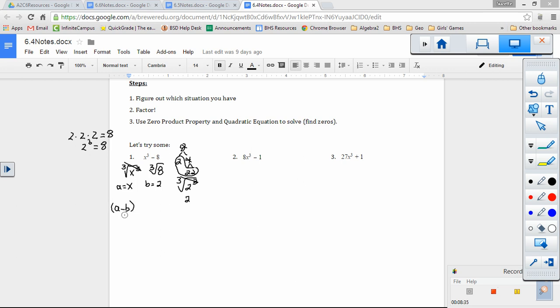I'm going to just go up and snatch my formula right from the top of my page, and then I'm going to plug in my terms. So a minus b, x minus 2, and then I have x squared, a times b, so plus 2 times x, plus b squared, 2 times 2 is 4. Put that in as 4 and not 2 squared, okay? Make sure you do simplify that.